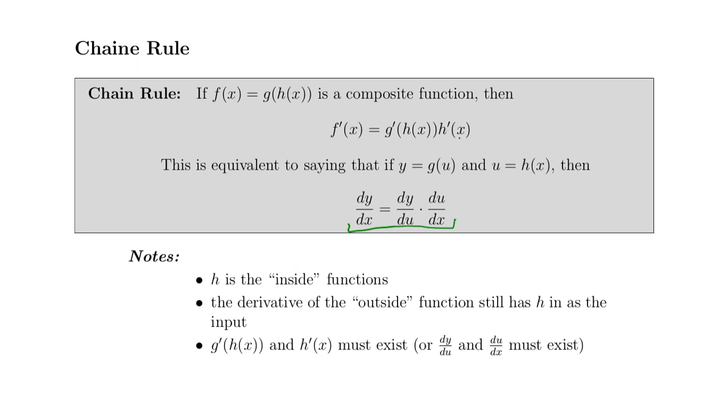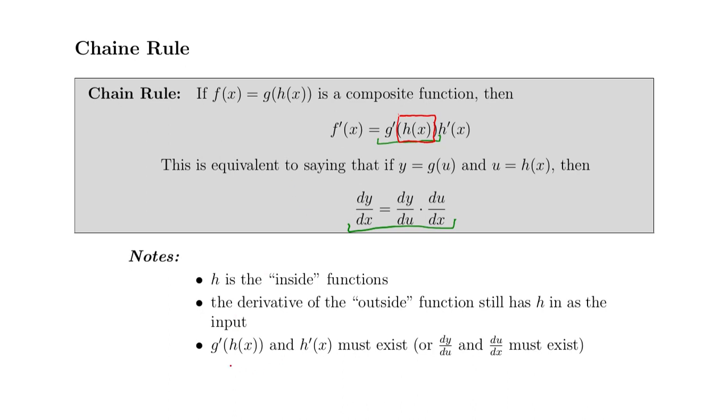So h is our inside function. We end up multiplying by the derivative of the inside piece, or this du over dx. That's what our h function is, u, and so the derivative of u is really h prime. But notice that here, the derivative of the outside function, this part, still has h inside as the input. It's not g prime of x, it's g prime of h of x. So we're going to leave the inside piece on the inside. That's something that we're going to get to in a second, and I'll try and use some helpful notation to keep this in line.